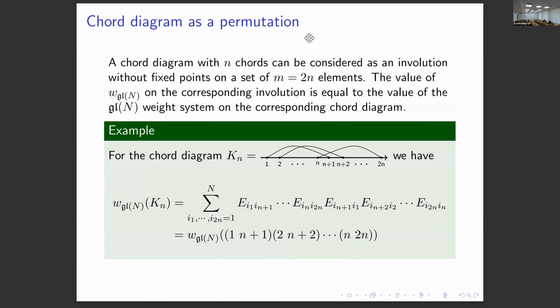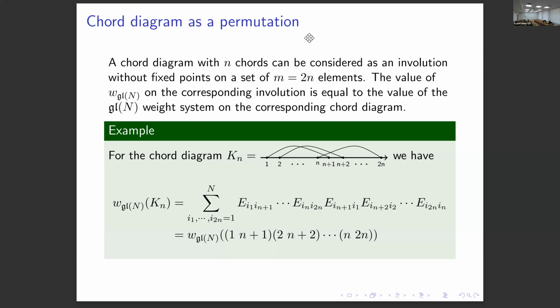And the chord diagram. So what's the relationship between our definition for the permutation and our definition for the chord diagrams? You see, the chord diagram is n chords on a circle, which has 2n endpoints. You can consider the chord diagram as a special permutation, which is an involution without a fixed point on the set of the 2n elements, and each chord gives an involution of the endpoints. This 2n element set is just the endpoints of the chords, and each chord gives the involution of these 2n points.